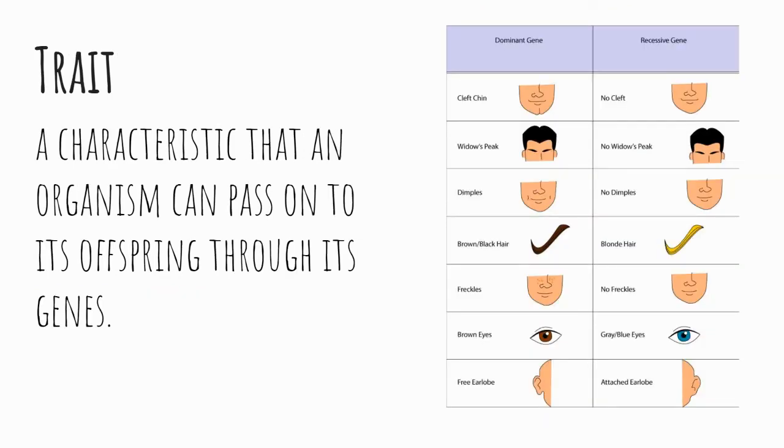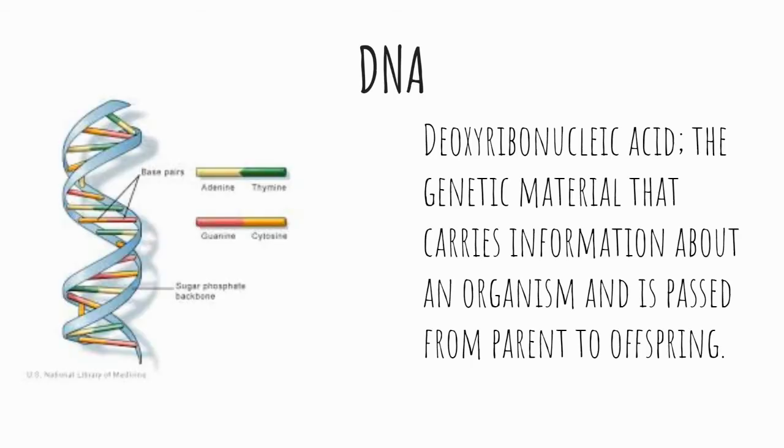So those are all examples of traits or characteristics. Things like having a cleft in your chin as well, or a peak in your hairline. Those are things that are easy to see. Those are traits, and these are traits that are passed from parents to children. But how do they get passed?